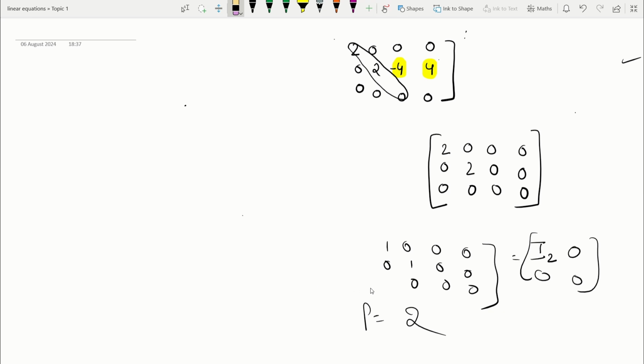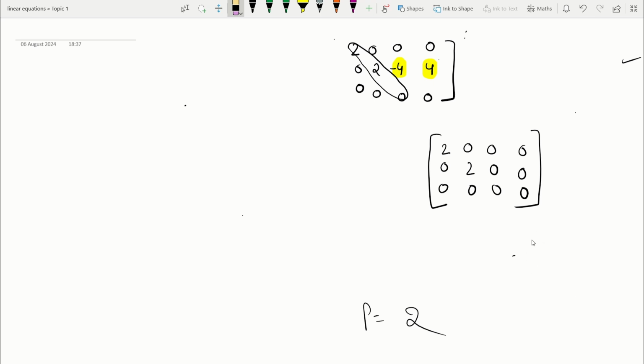And what is the rank for this? The number of non-zero rows is 2 here. So you can write that the rank is equal to 2.